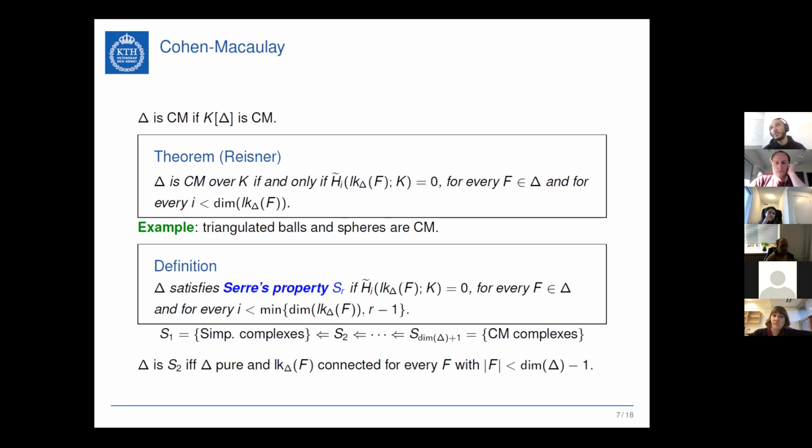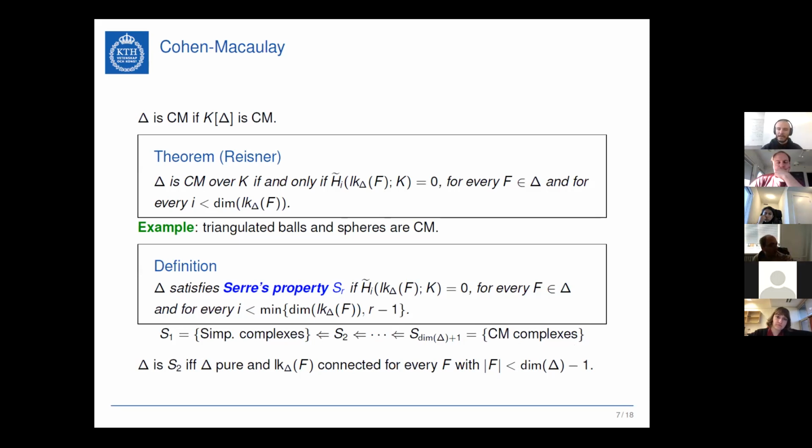I didn't tell you what pure means, but pure means that all facets, so all inclusion maximal faces, have the same dimension. And the link of a face has to be connected wherever it can be connected. Codimension 1 faces will always have points as their link, so we cannot really require those to be connected. But for faces of codimension higher than 1, those links have to be connected. And if we go S3, S4, S5, and we reach S dimension of delta plus 1, then this is precisely the class of Cohen-Macaulay complexes.